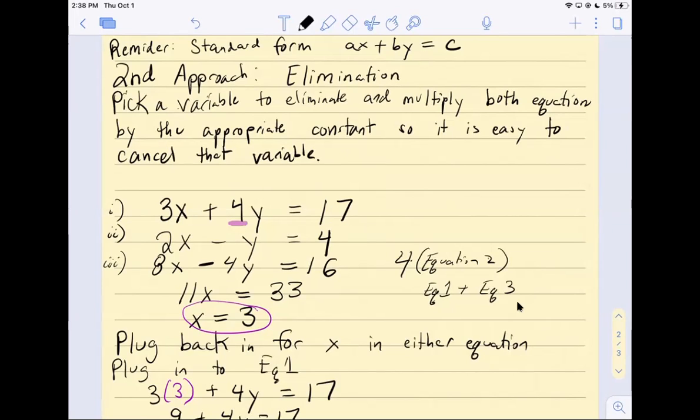Sometimes you get equations, and different teachers teach it different ways, and I'm okay with any way that you like. Some teachers will say, set it up so that the coefficient of the variable that you want to eliminate is exactly the same, and then subtract one equation from the other.